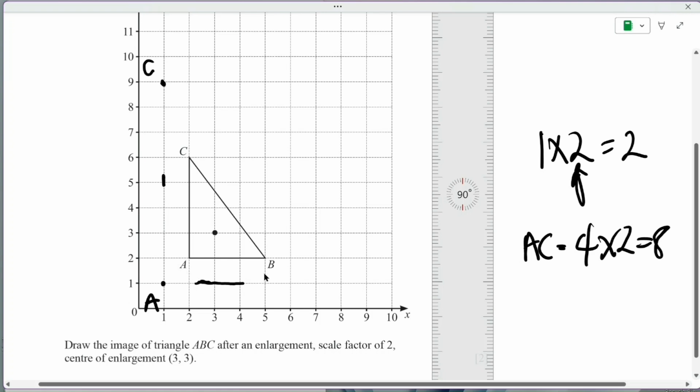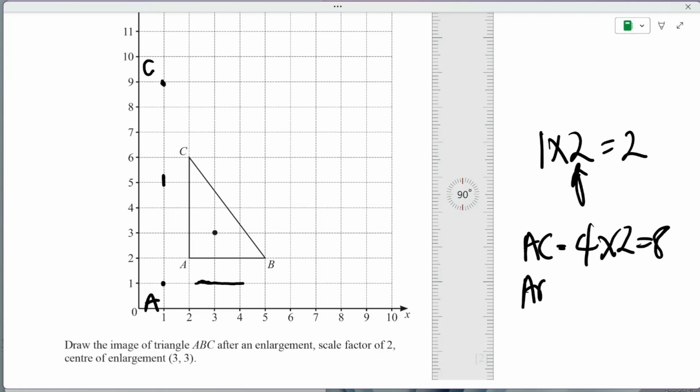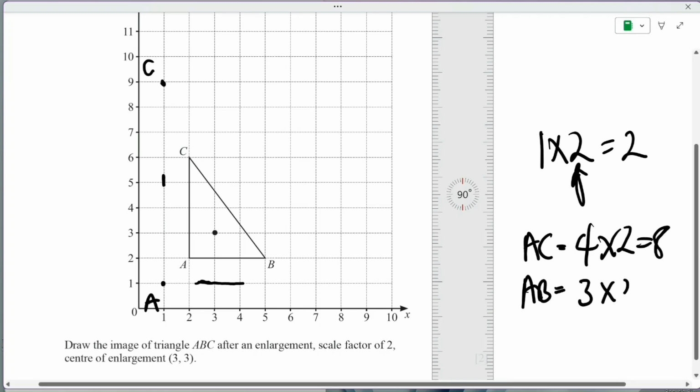Then the horizontal line AB, we count the number of lines between them. From A to B, you have 1, 2, 3. B is 3 lines away from A. So you can write AB, you have 3 lines away, you multiply by 2 to get the horizontal line AB of the enlarged triangle. 3 times 2 is 6. So from this A, you count 6 lines. 1, 2, 3, 4, 5, 6. On the 6th line, you put your point. This is therefore our B for the enlarged triangle. You have your B here, you have your A here, and you have your C here.